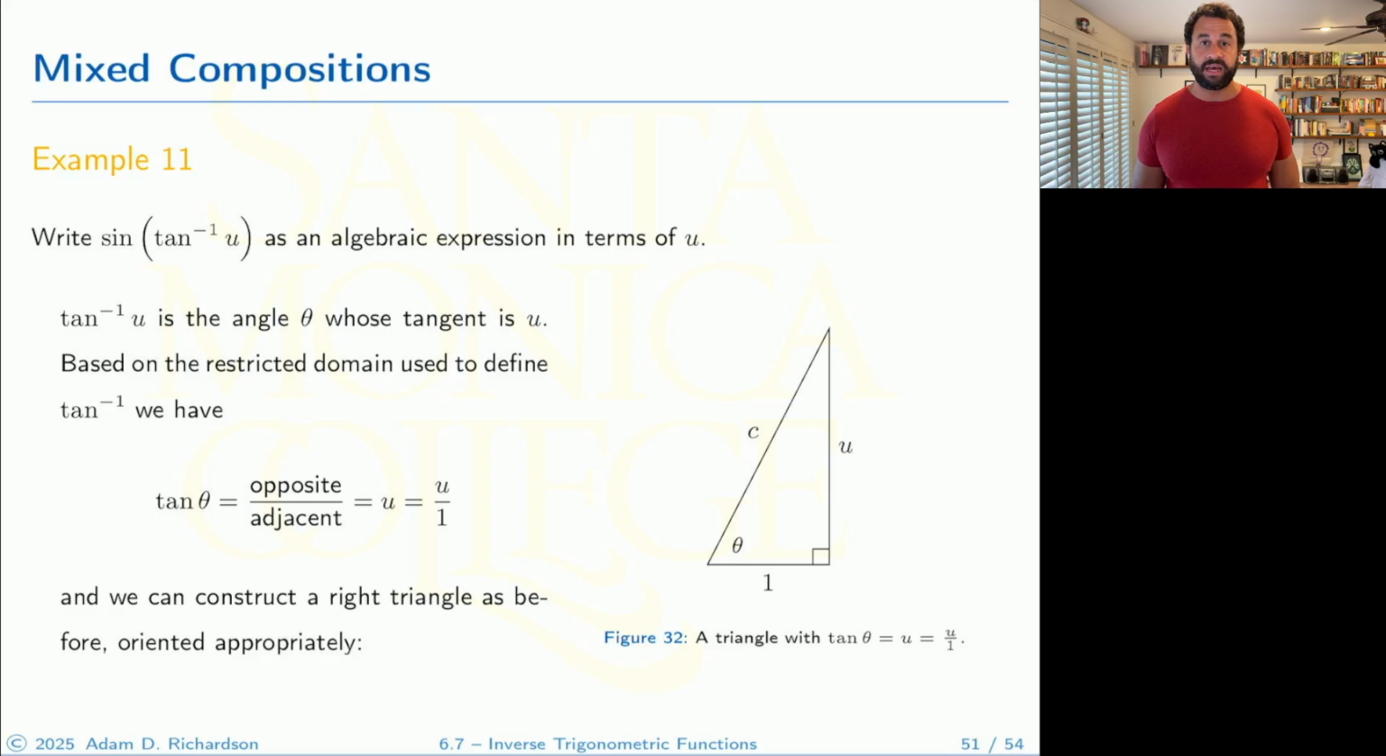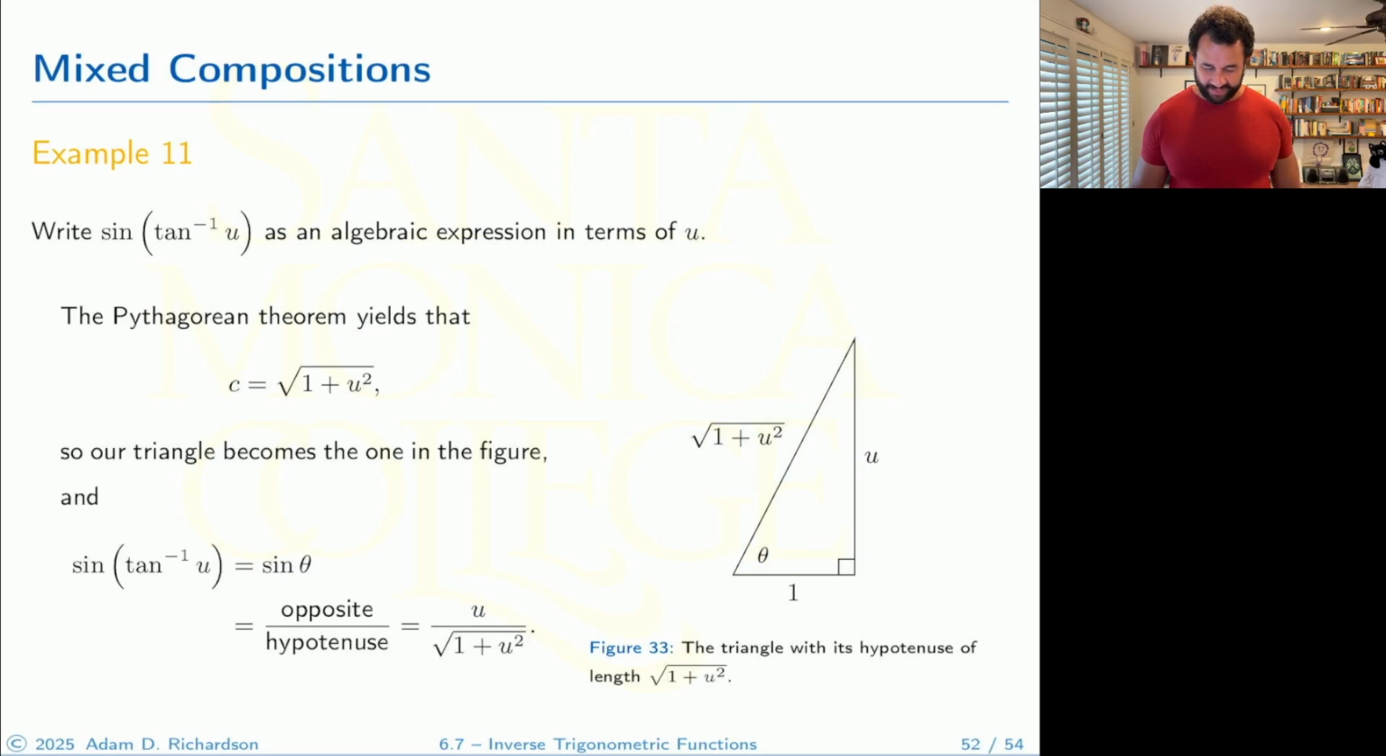And we can use the Pythagorean theorem for that again. So when we use the Pythagorean theorem, a squared plus b squared equals c squared, we find that c is going to be the square root of 1 plus u squared, just like so.